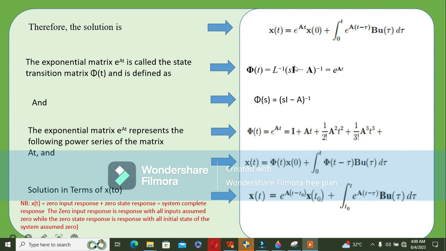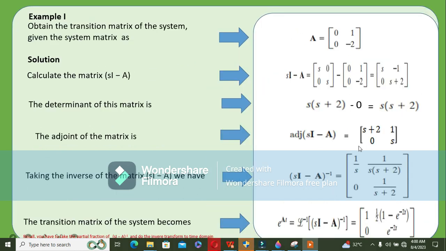So we start first by looking for this matrix, get its inverse, then of course get the Laplace inverse. So let's get back to it. So this is the matrix. To get this matrix sI minus A, we have s multiplying the identity matrix, which will be s, 0, 0, s, minus this A, which is 0, 1, 0 and minus 2. So that will be equal to this.